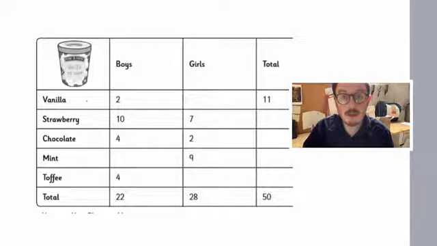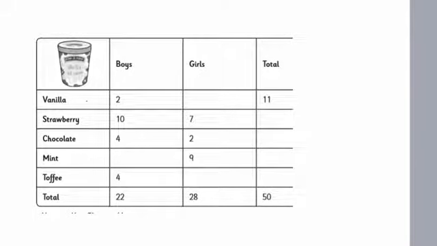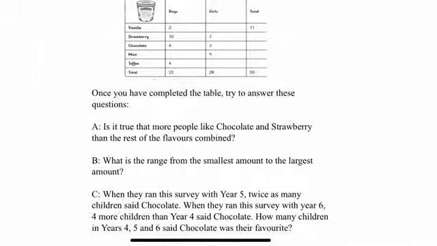Okay, so pause here, study the table and fill it out to the best of your ability, and then we'll have a look at the questions. Okay, so for this chart, we've got 3 questions to answer, and I'll just read them out, and you can pause in between each one if you like. Question A reads, is it true that more people like chocolate and strawberry than the rest of the flavours combined? I'll read that again. Is it true that more people like chocolate and strawberry than the rest of the other flavours combined altogether?